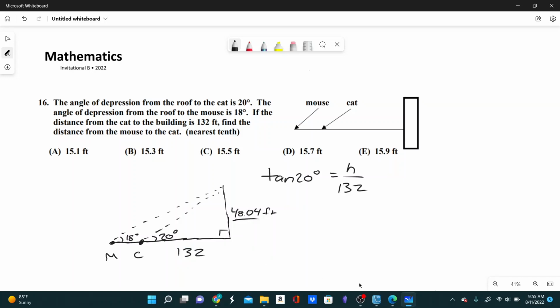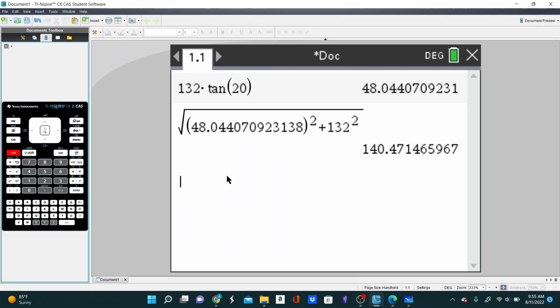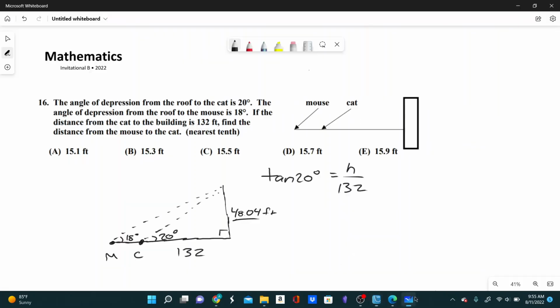So if we just use Pythagorean theorem, it'll be 48.04 squared plus 132 squared, and then the square root of that. So the square root of this answer squared plus 132 feet squared. So the length of the hypotenuse is 140.471. I'm going to switch colors so this doesn't get too confusing. 140.471.